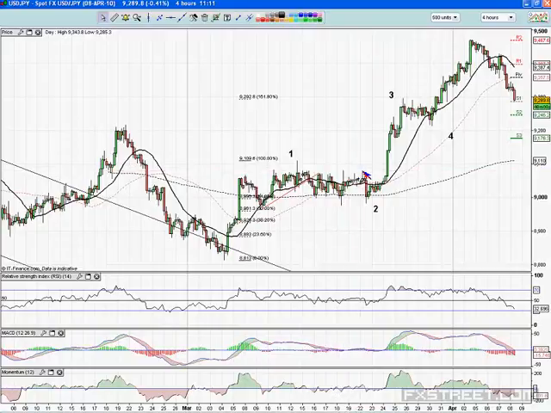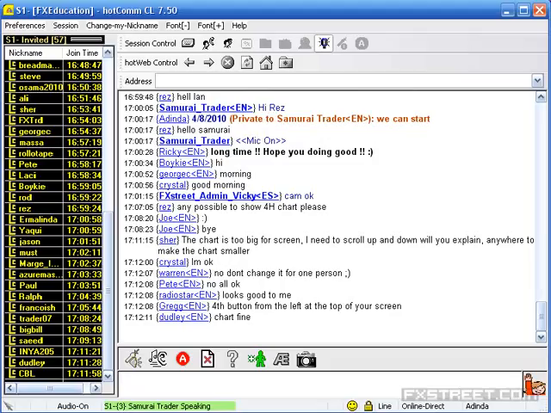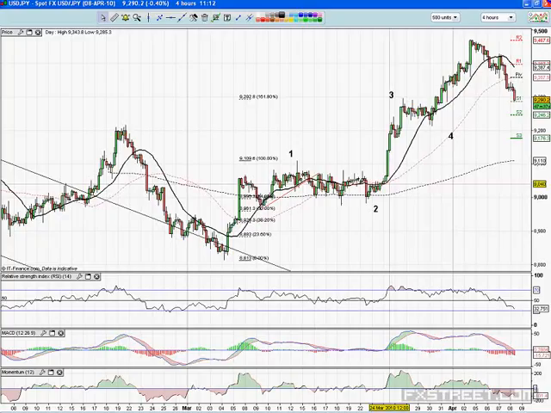The chart is too big for the screen, I need to scroll up and down. Has anybody else got that problem? Is anybody else seeing too big a chart? If so, I can make my chart smaller. I think it must just be your screen share, I'm afraid. 4th button from the left at the top of your screen. There you go. Well done, Greg.